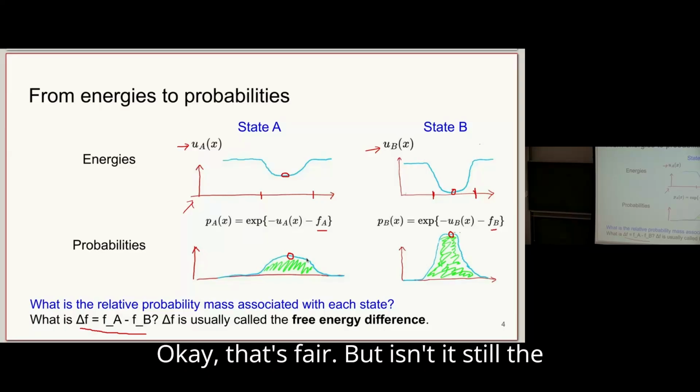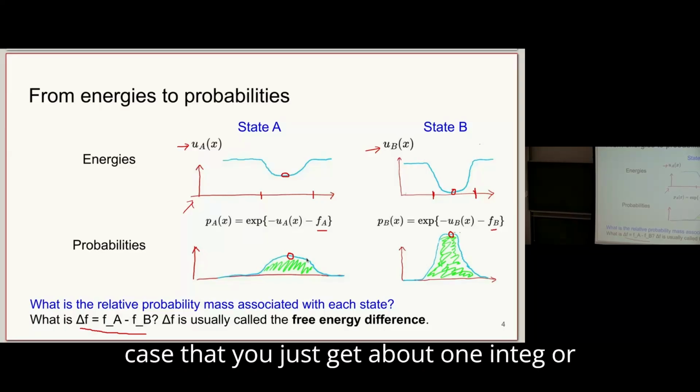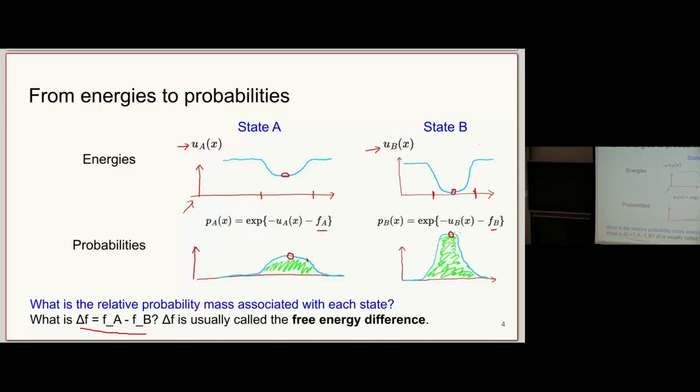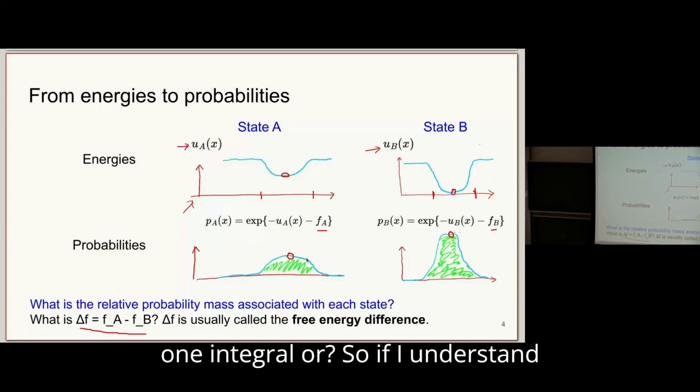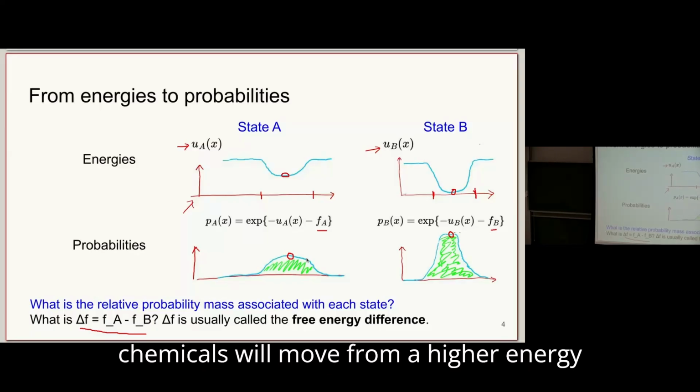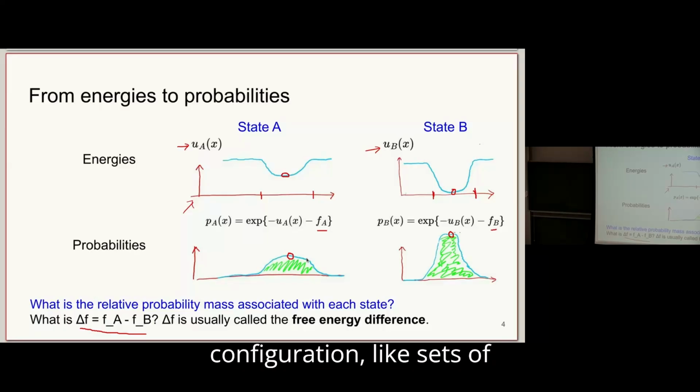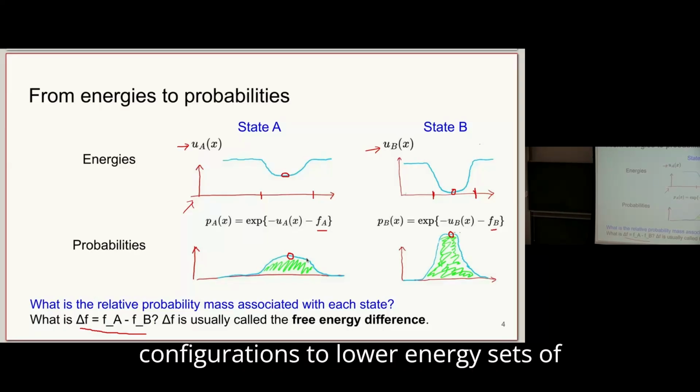Okay, that's fair. But isn't it still the case that you just get about one integral being larger than the other, rather than actually knowing the difference? Or am I missing something? Can you repeat the question? What do you mean by one integral? So if I understand correctly, generally speaking, chemicals will move from a higher energy configuration, like sets of configurations, to lower energy sets of configurations.